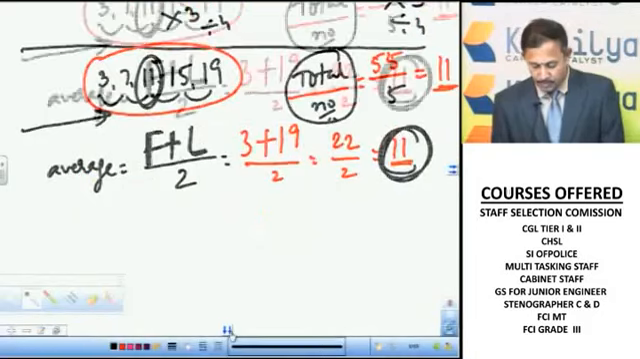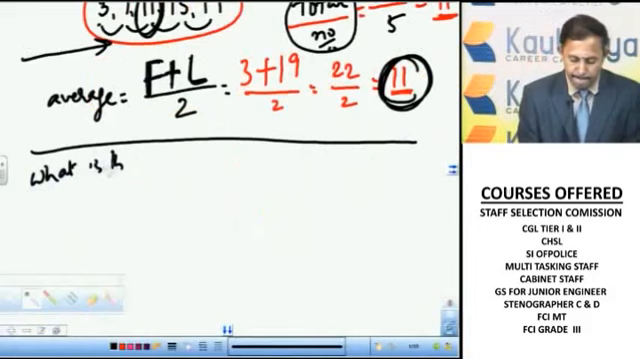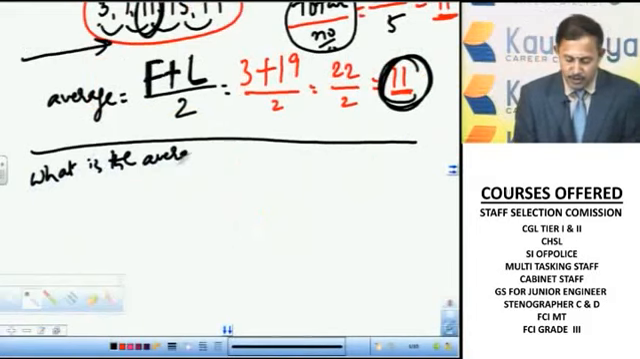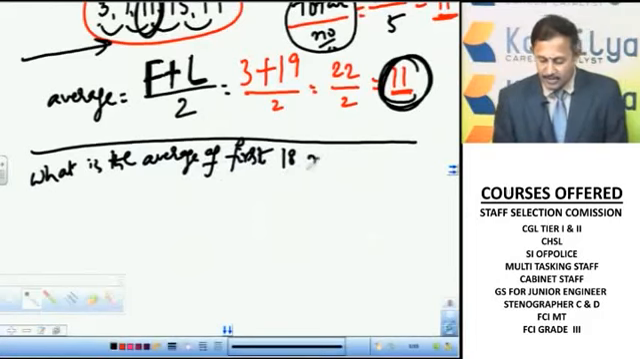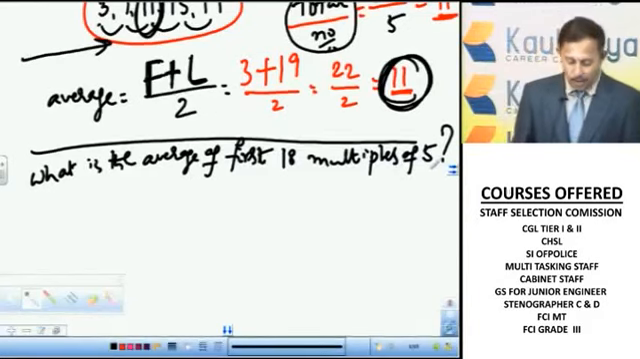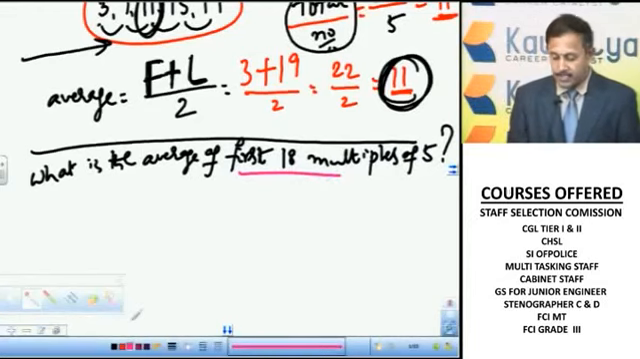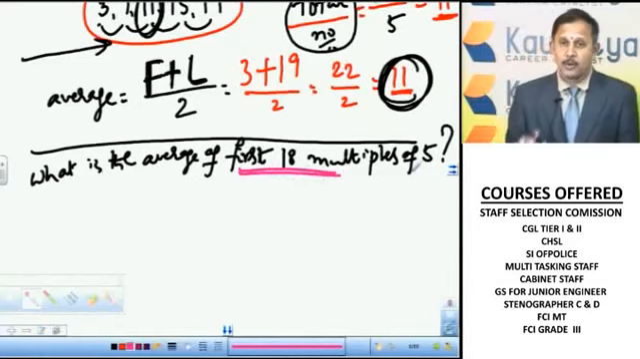Suppose this is the problem. What is the average of first 18 multiples of 5? This is the question. What is the average of, I am not interested in the first 18 elements, I am not interested in first 18 even numbers. What is the average of first 18 multiples of 5? We are interested in only the multiples of 5.